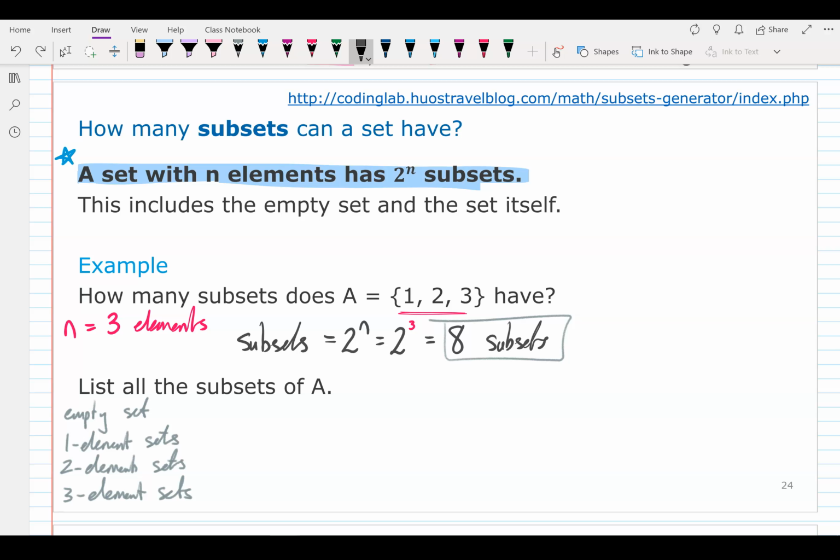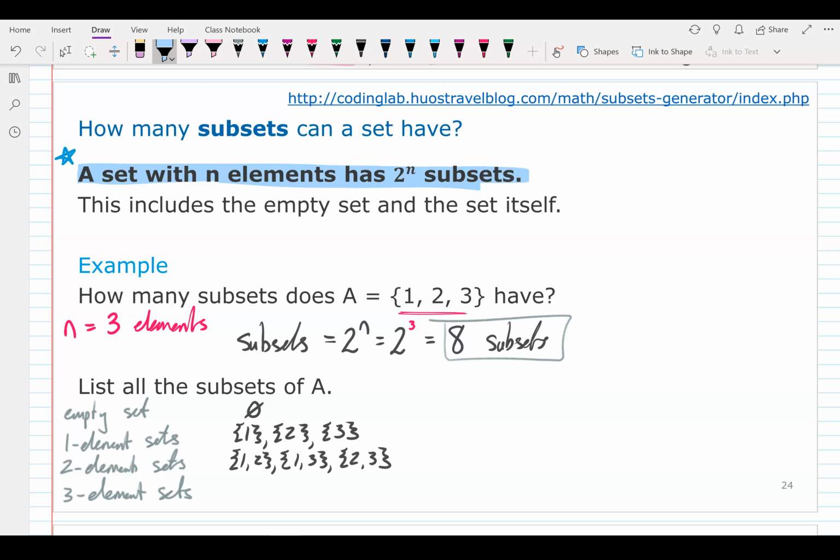All the subsets are the empty set. How many different sets can I make based on those numbers? I can say a set which is just the number 1, a set which is just the number 2, and a set which is just the number 3. I can also make 2 element sets. I can make a set that's just the numbers 1 and 2. I can make a set from the combination of the numbers 1 and 3. And I can make a set from the combination of the numbers 2 and 3.